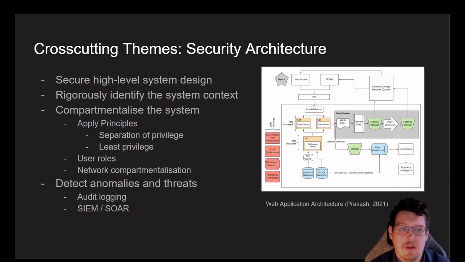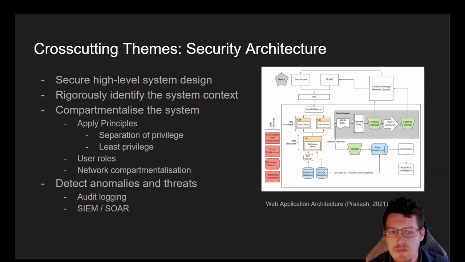Okay, so let's have a look at security architecture then. When we're talking about architecture in relation to systems, we're actually talking about the high-level design. You can see on the screen, I've got a diagram that I found online. This is just an example by Prakash from 2021, an architectural diagram for a web application that they designed. If you look into systems architecture, you'll see diagrams that look something like this. It essentially tries to group the different system components and show mappings between how they relate to each other and how they interact.